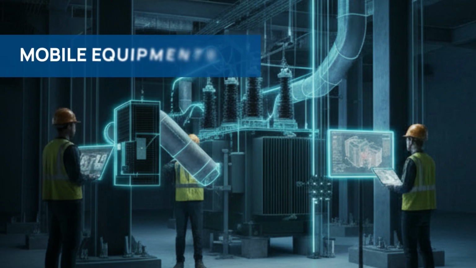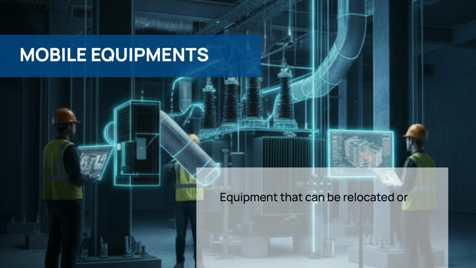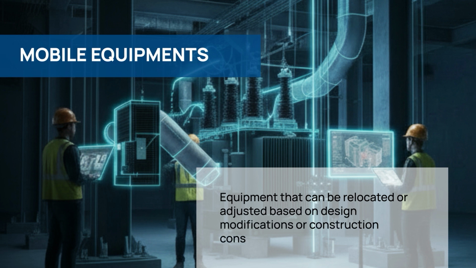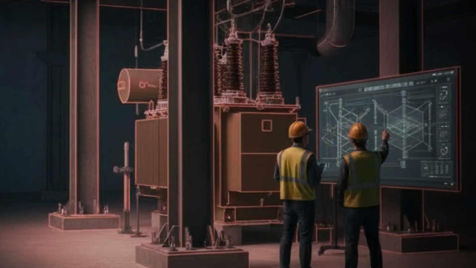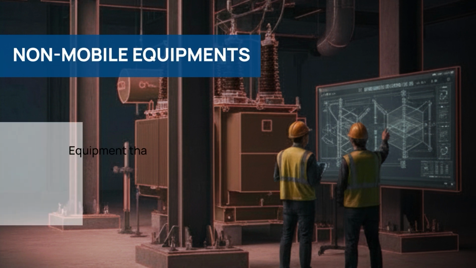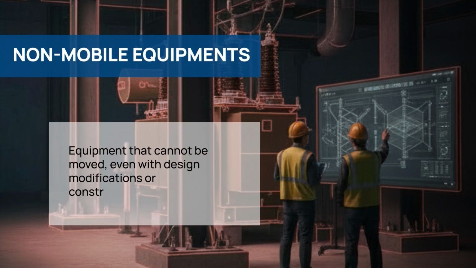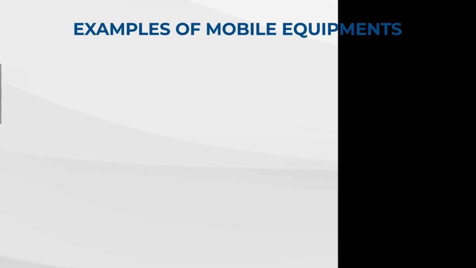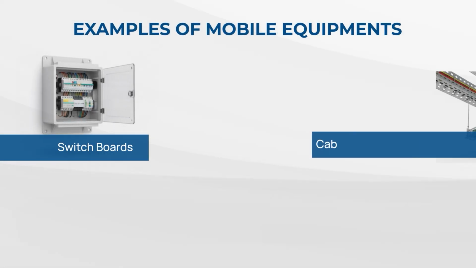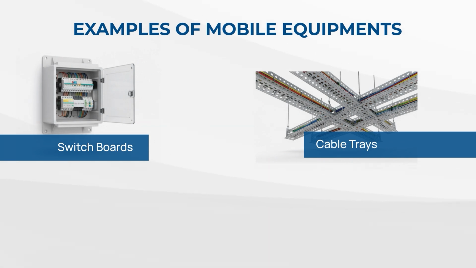Mobile equipment are the equipment we can move with regard to design modifications or construction constraints. Non-mobile equipment are equipment which cannot be moved even though we have design modifications or construction constraints. Examples of mobile equipment will be switchboards, cable trays. These cable trays, depending on the location, we can move them or not.